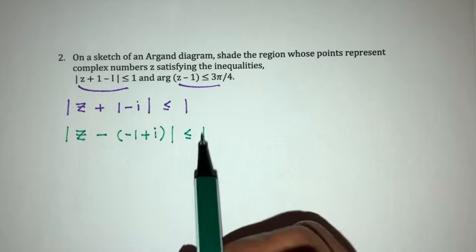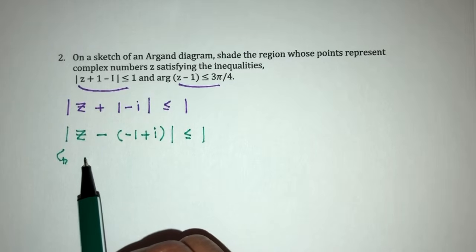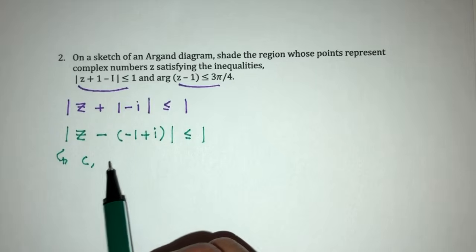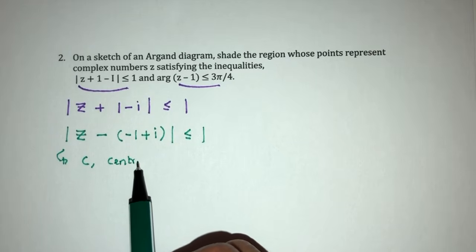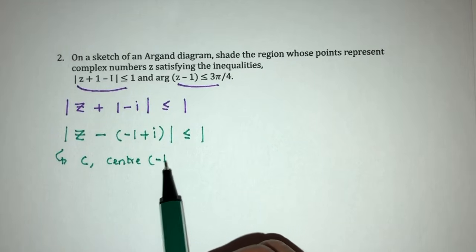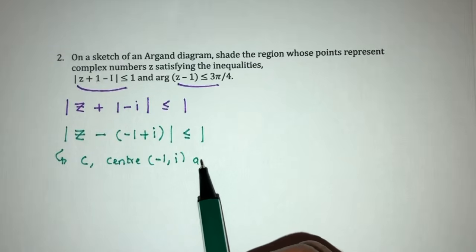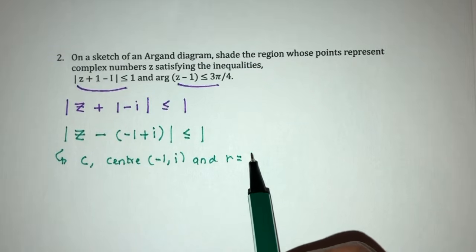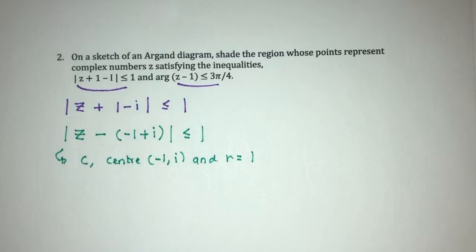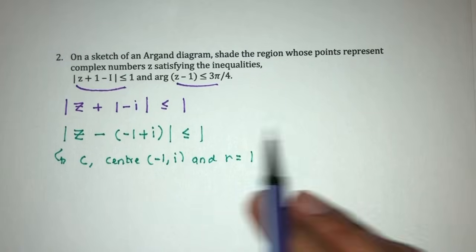So from this we realize we have to draw what? We have to draw a circle, and the center is the point minus 1i, and the radius is equal to 1. This value here is the radius of that circle. Okay, that is the first part.